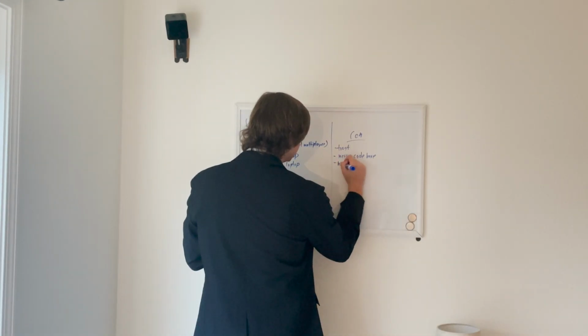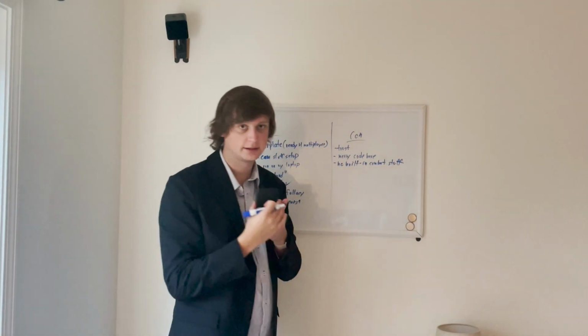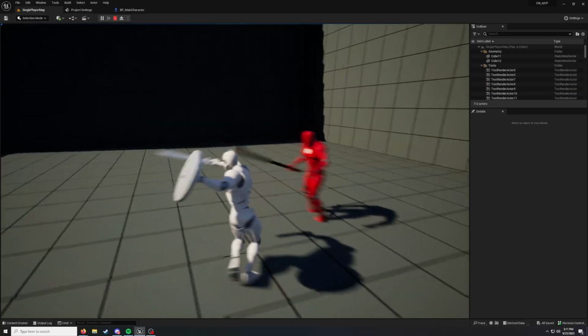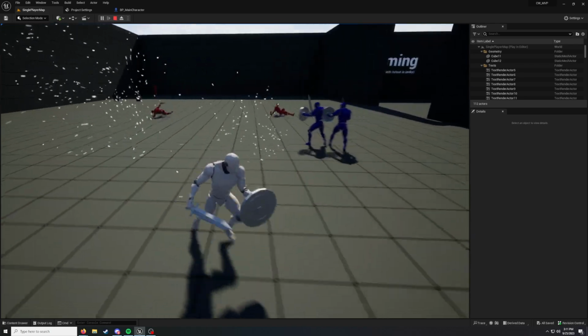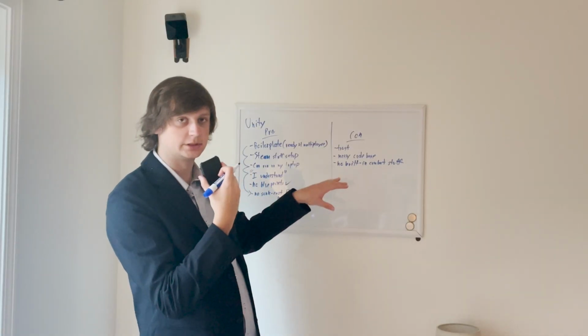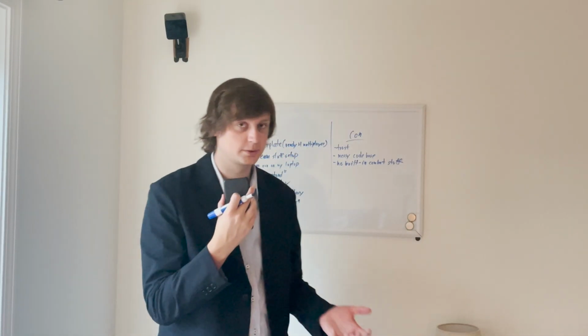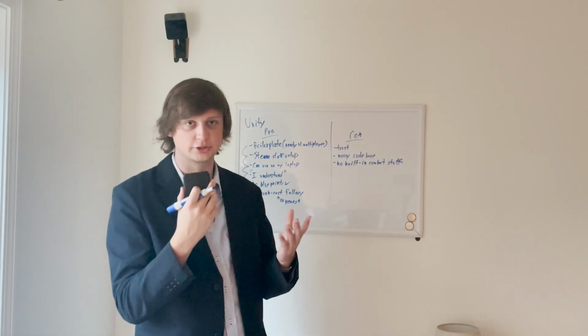We don't have the built-in combat stuff, and that's kicking, that's shield bashing, that's lock-on, that's combos, all of that sort of stuff. I have some of that built in Unity. It doesn't feel as refined as what the Unreal asset had just by default.